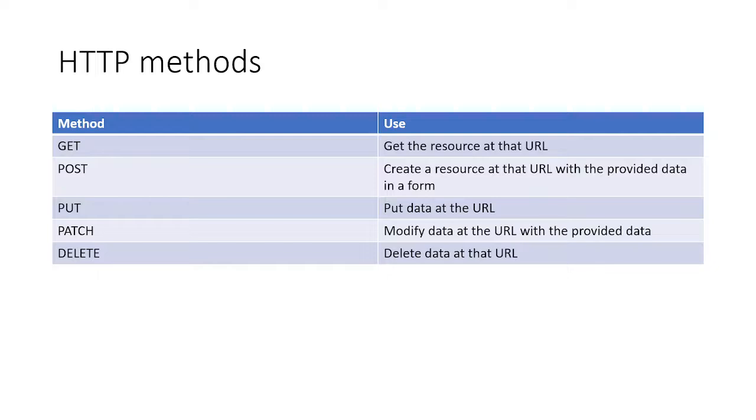In HTTP we have 5 common methods: the get method, the post method, the put method, the patch method, and the delete method. If you have attended Cornelius class before, this one is just a refresher. The get method is basically to get the resource at this URL, to fetch it. The post method says that we will create a resource at a URL with the provided data in the form.